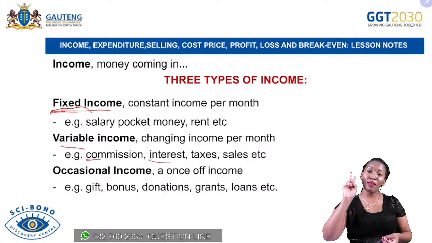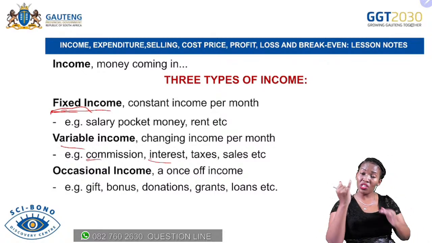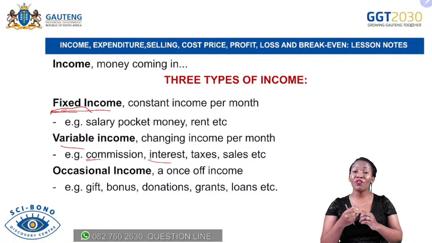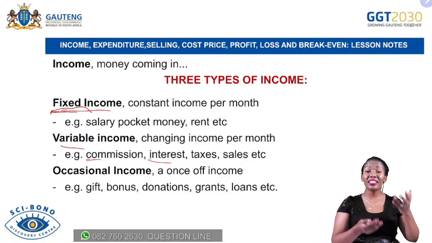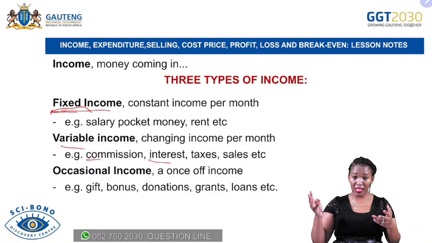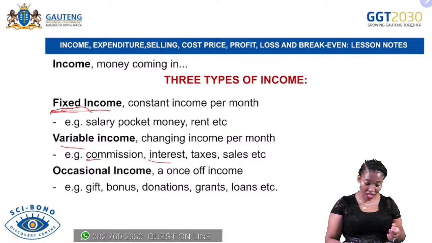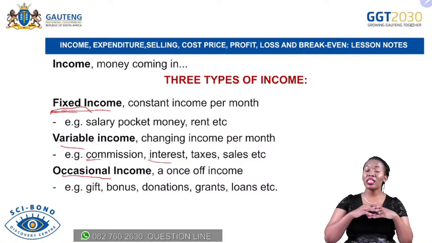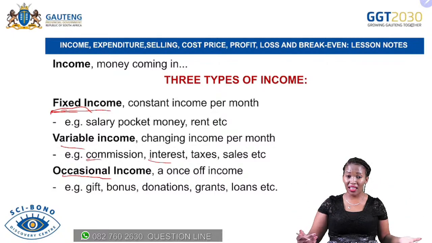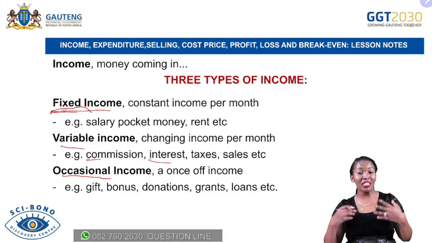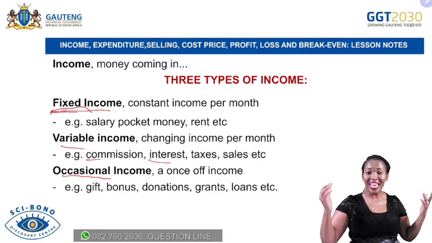So far I've explained two types of income. I explained your fixed income, which is the income that stays the same all throughout. And then I've explained your variable income, income that does not stay the same. It changes on an occasional basis. And then the last type of income is your occasional income. This one is self-explanatory. Occasional means it happens once in a while, or it happens only on occasions.